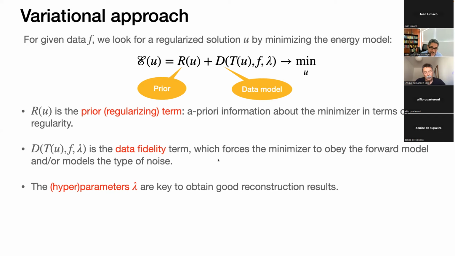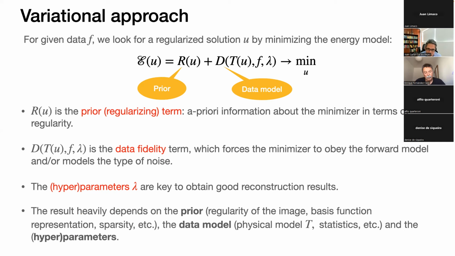So of course, it depends quite heavily on the specific type of prior you consider, as I mentioned before, but also on the data model, the physical model that is involved in the phenomena, and of course, the choice of the hyperparameters that you want to consider for getting a better solution.